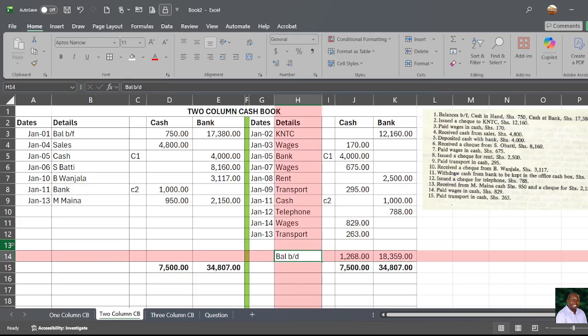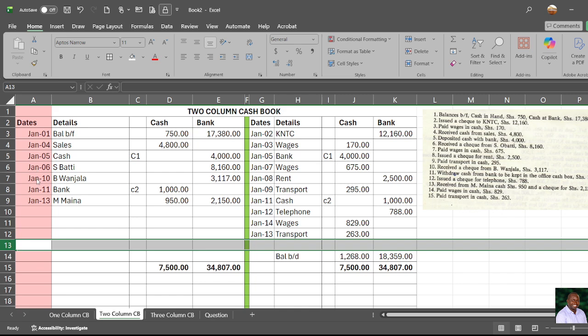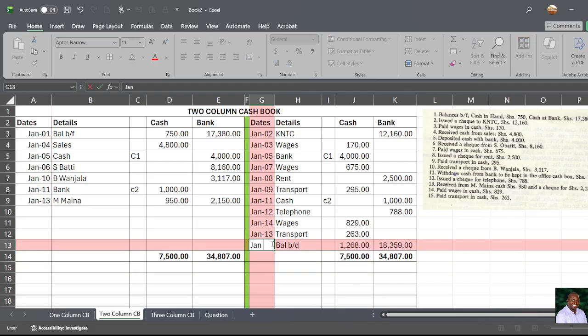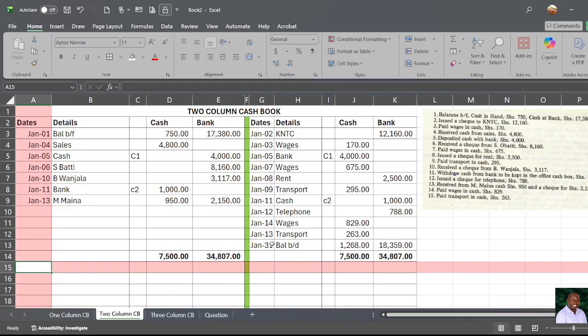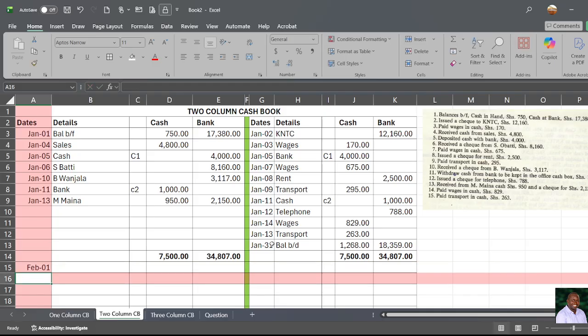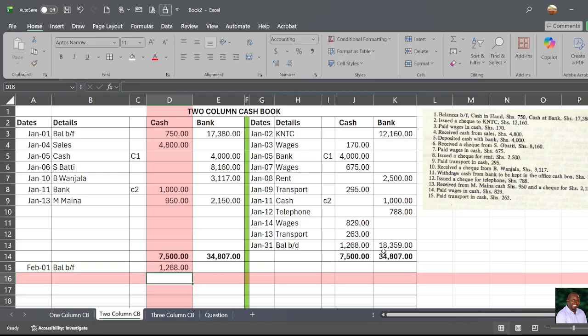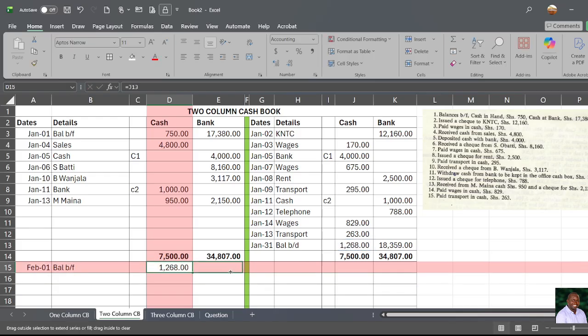So that means I delete this other line here. That means our balance brought forward, let's assume this was January 31st. So on 1st of February, our balance brought forward will be cash, this figure 1268, and for bank it will be this other one, 18,359. So that is how we prepare a two column cash book.